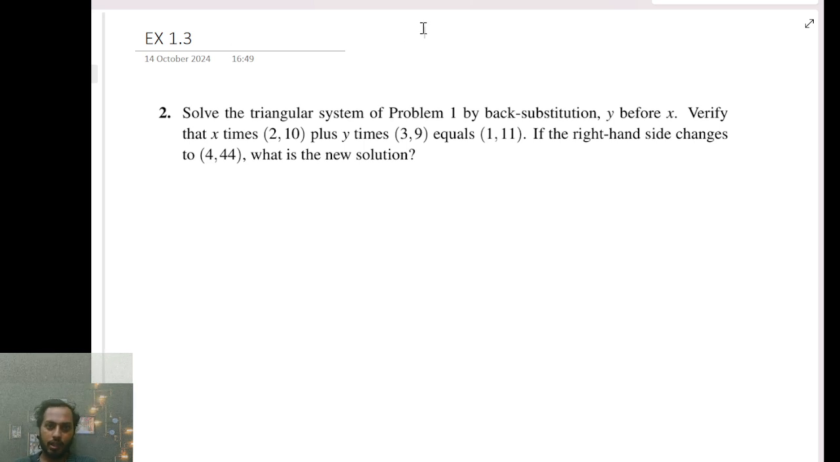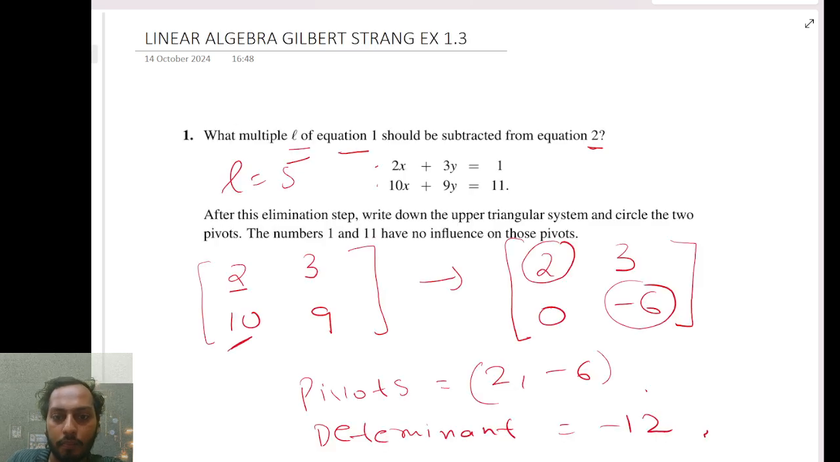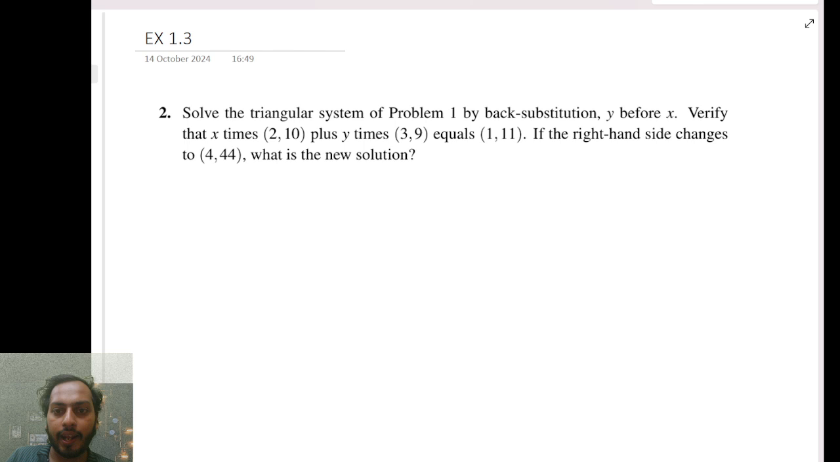Okay, in the second question, solve the triangular system of problem 1. They're the same. In problem 1, they're asking for back substitution. Let me write my problem 1 again. My coefficient matrix was 2, 10, 3 and 9. Now they're asking to solve that and to find the value of x.